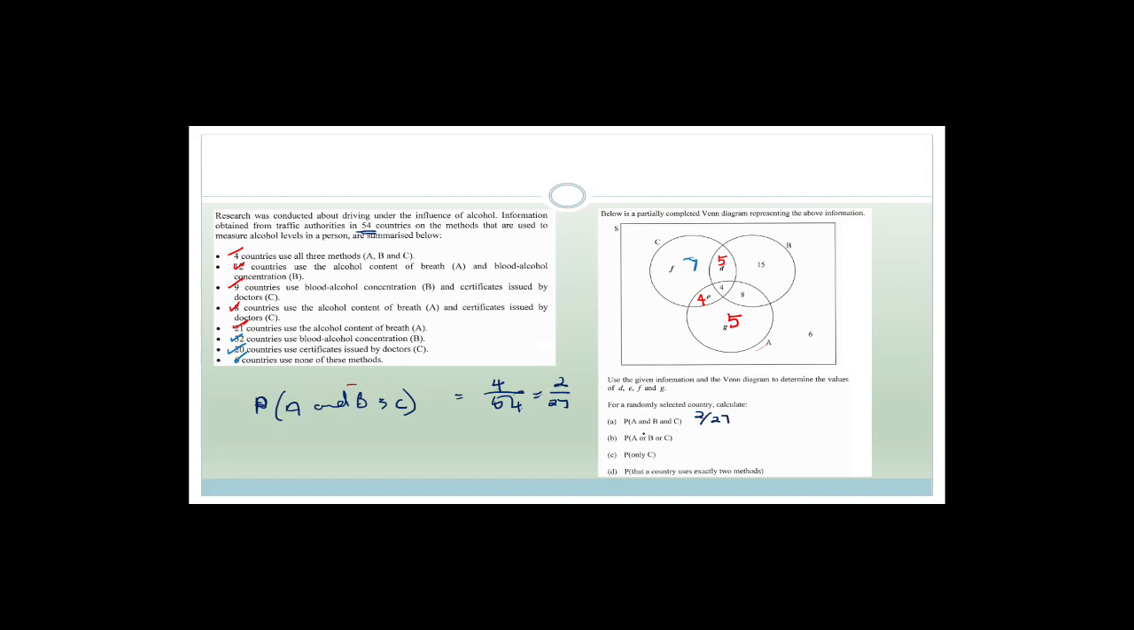The probability of A or B or C is everything inside of this. A or B or C includes everything. So it's going to be all 54 minus the 6. 54 minus 6 is 48 over 54. If we divide both of these by 2, you get 24 over 27. Divide by 3, you get 8 over 9. So this is 8 over 9.